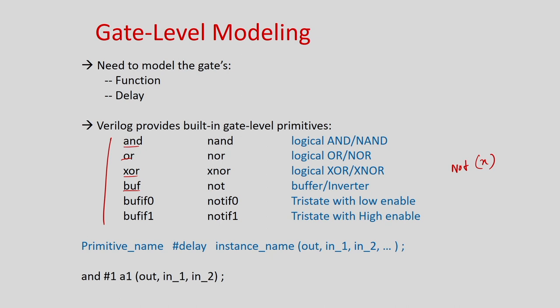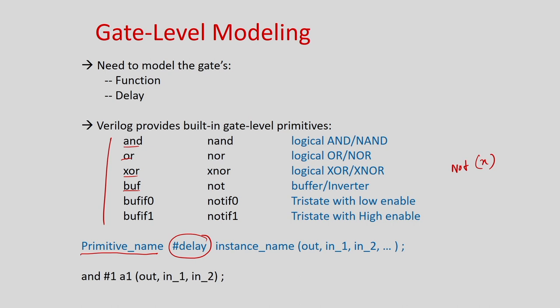So, how do you declare them? You just declare which of the primitives you want to use, AND or NOT, anything. The delay I will talk about; usually this delay is not synthesizable. So, if you want to develop an integrated circuit or IC for your design, you should never use this delay in your code, okay. The delay is very useful for developing a test bench.